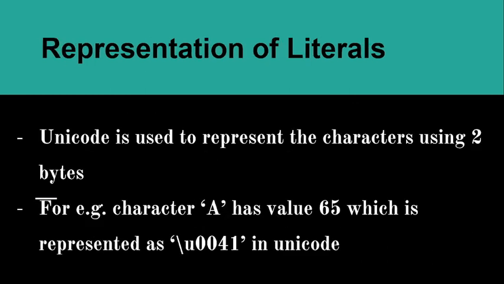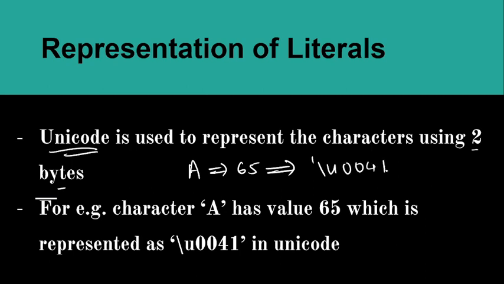Now how do we represent character constants or characters? Representation of character literals, sorry. Unicode is used to represent characters using 2 bytes. Suppose I want to represent A, A's value is 65. How do I represent that in Unicode? 0041. You remember it was 1 and 16. So 16 4s are 64 plus 1, 65. This is how the Unicode representation would work.